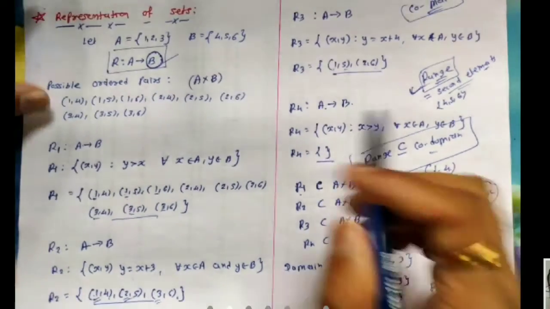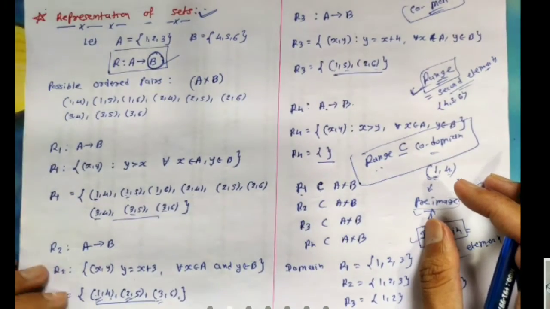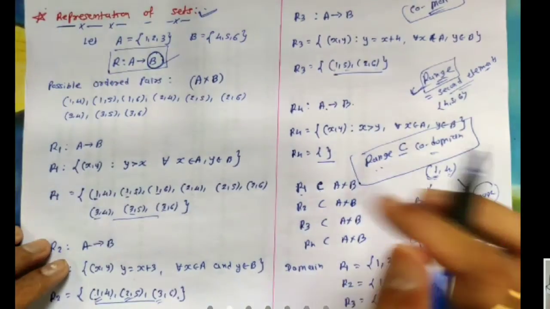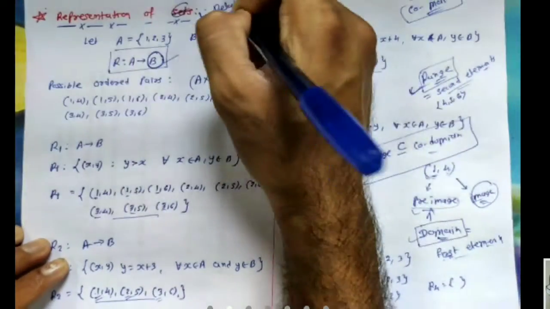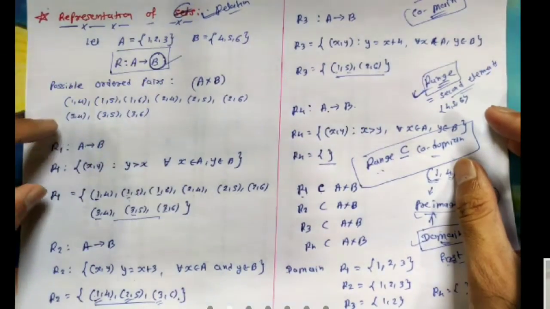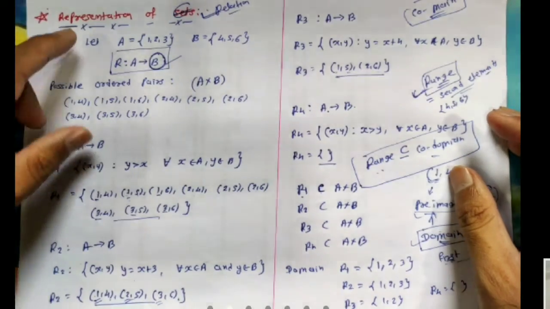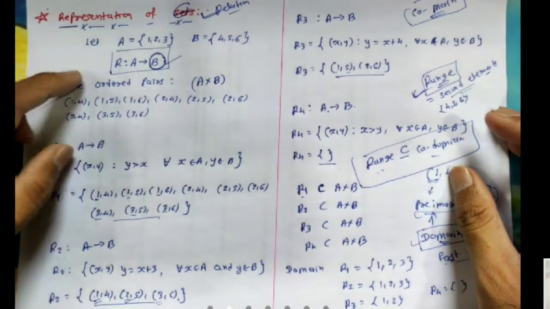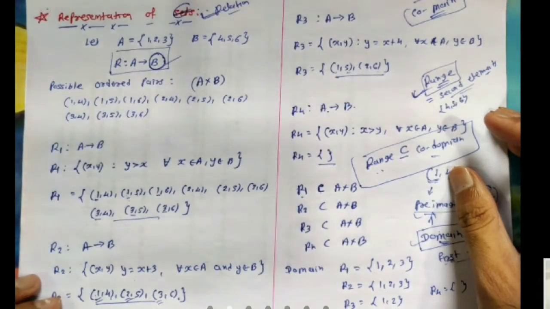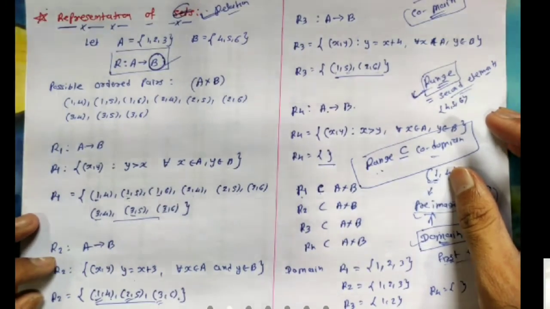Now the next important point is the representation of relations. Here we have represented our relations in two ways. In total, there are three ways to represent relations. Out of the three ways, we have already used two.